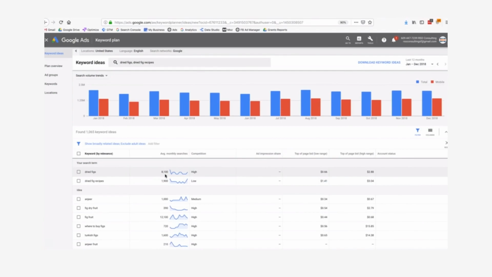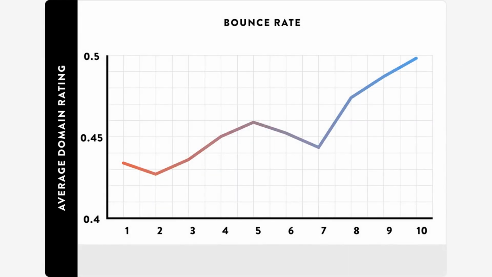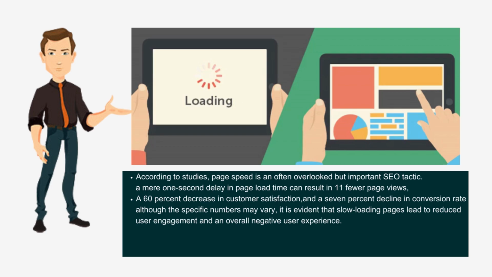Moving on to tip number 6, improving page speed and reducing bounce rate are crucial aspects to address. Page speed directly influences the bounce rate, as a slow loading page tends to lead to higher bounce rates. According to studies, page speed is an often overlooked but important SEO tactic. A mere 1 second delay in page load time can result in 11 fewer page views, a 60% decrease in customer satisfaction, and a 7% decline in conversion rate.